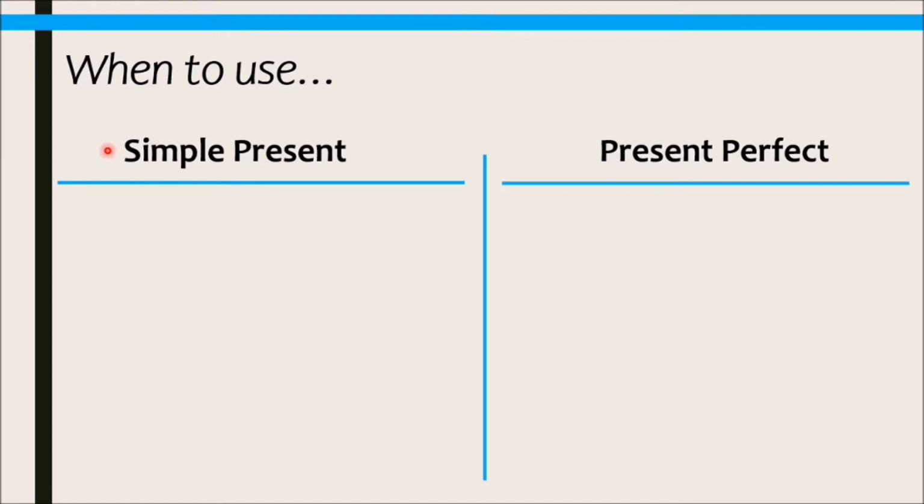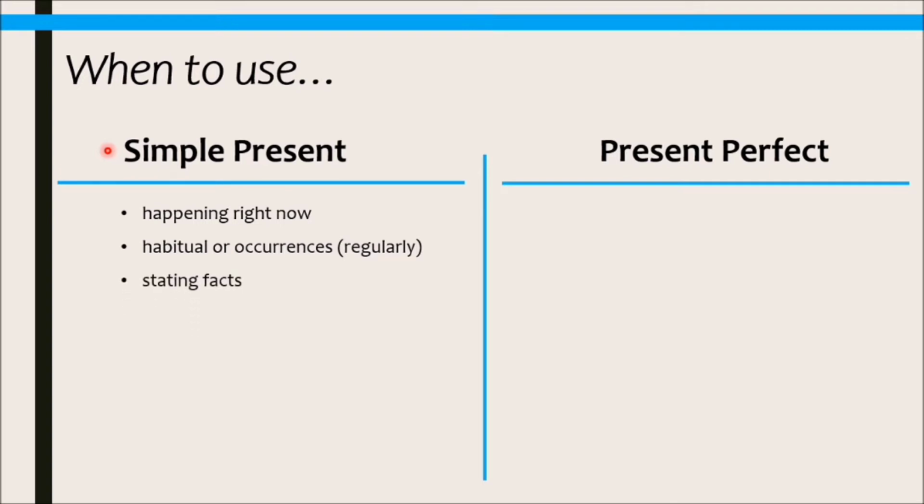For simple present, these are actions that are happening right now, or the routines that we habitually do, or things that occur regularly. We also use this tense when stating facts. Let's see our examples here. Jovelyn needs help now with her homework. So, if I'm going to ask you, when does Jovelyn need help for her homework? It's actually now. The action in this sentence is occurring now.